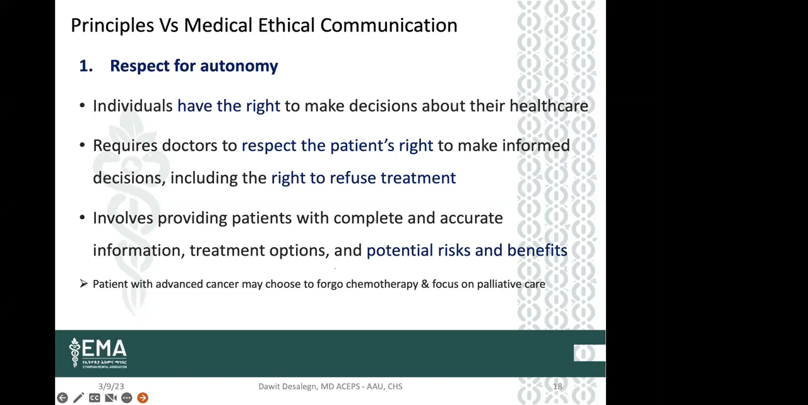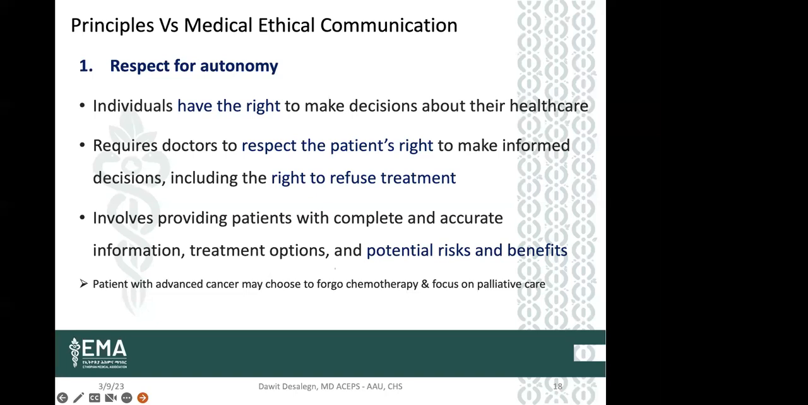So our role is to provide complete and accurate information and treatment options, and of course, the benefits and risks of each intervention. For instance, the patient with advanced cancer may choose to forgo chemotherapy and focus on palliative care. And what will be our role, and how do we communicate this potential need to go against the recommendation in favor of another care? But how do we really communicate?